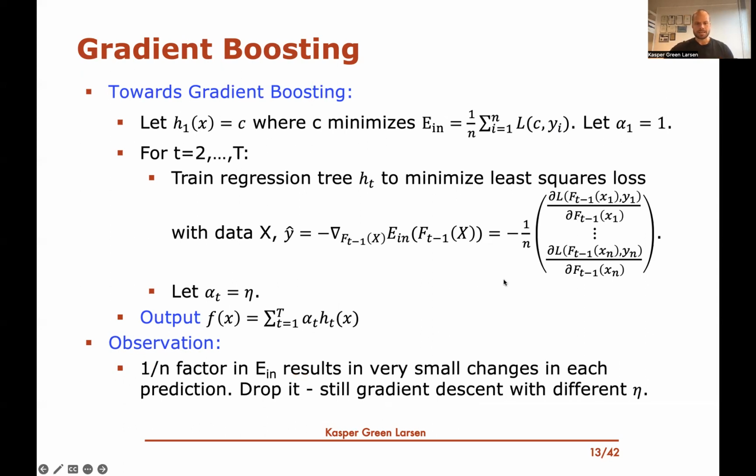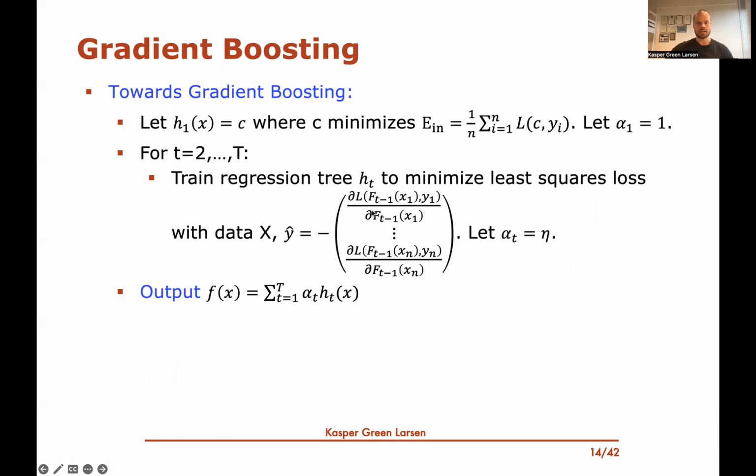Maybe one small observation, or tiny detail, is that this 1/n factor that we get when we look at the gradient, if you implement it, will result in very small changes in the predictions. So usually you just drop this term, and it's still gradient descent that we're doing. It's just a different learning rate in some sense. It corresponds to upscaling the learning rate by a factor n. You typically would like it to be independent of the number of training examples, so often you drop this. So then the algorithm is just this one, right? It's a little bit simpler.